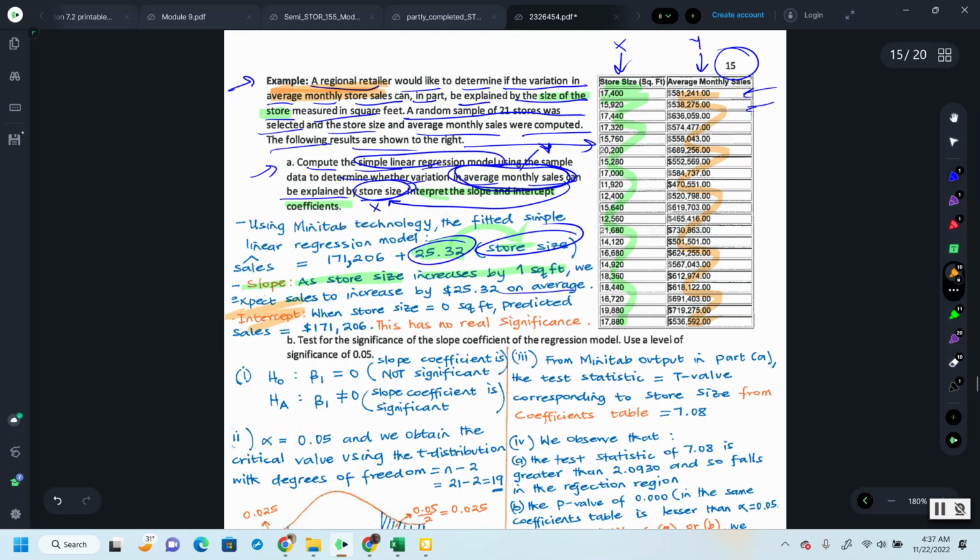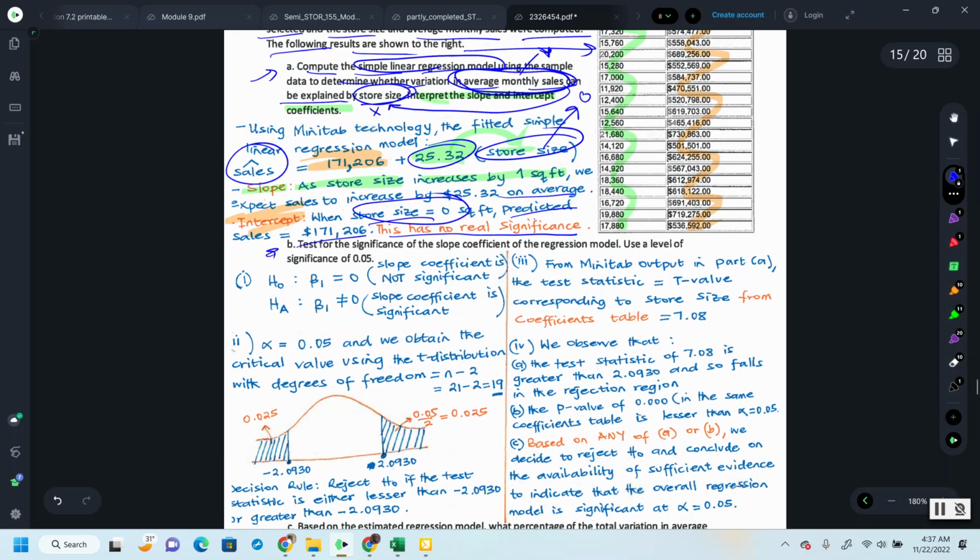Then for the intercept, that is the standalone number. You have 171,206. This represents the predicted sales if you set store size to 0. So when store size is equal to 0, the predicted sales will be $171,206. And what you observe is, can store size ever be 0? That won't make any sense, which is why we say that this has no real life significance or value.